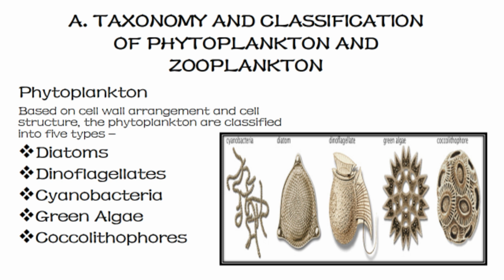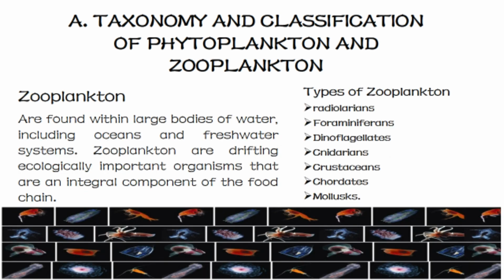So those are the types of phytoplankton that are included in the taxonomy and classification of phytoplankton and zooplankton. Moving forward, we have now the zooplankton. So commonly they are found within large bodies of water, including oceans and freshwater systems. Zooplanktons are drifting, ecologically important organisms that are an integral component of the food chain. We also have the types of zooplankton.